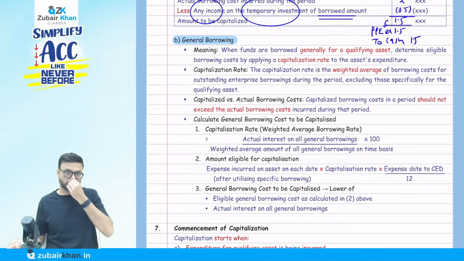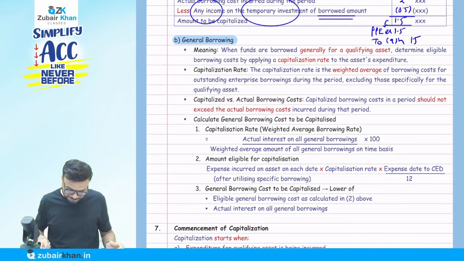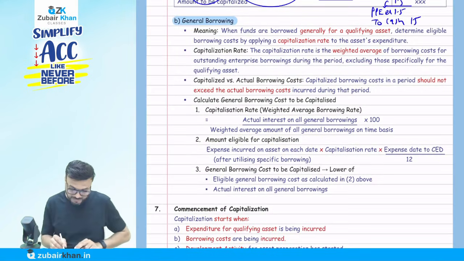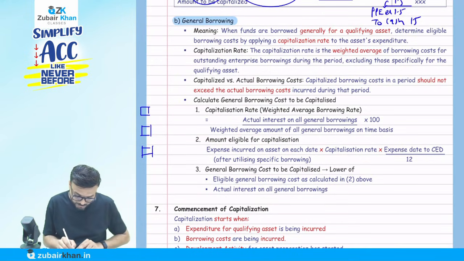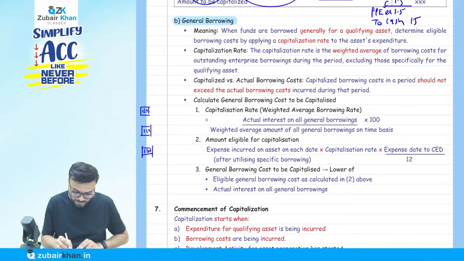Now understand this point. Suppose we took a loan from three banks. One bank is charging me 12%, one is charging 11%, and one is charging 13%. So we took a loan from three banks.